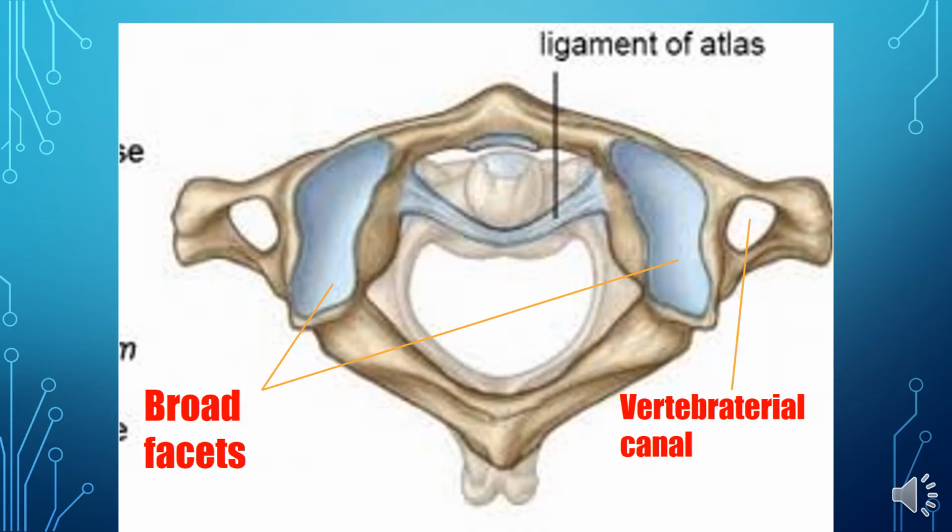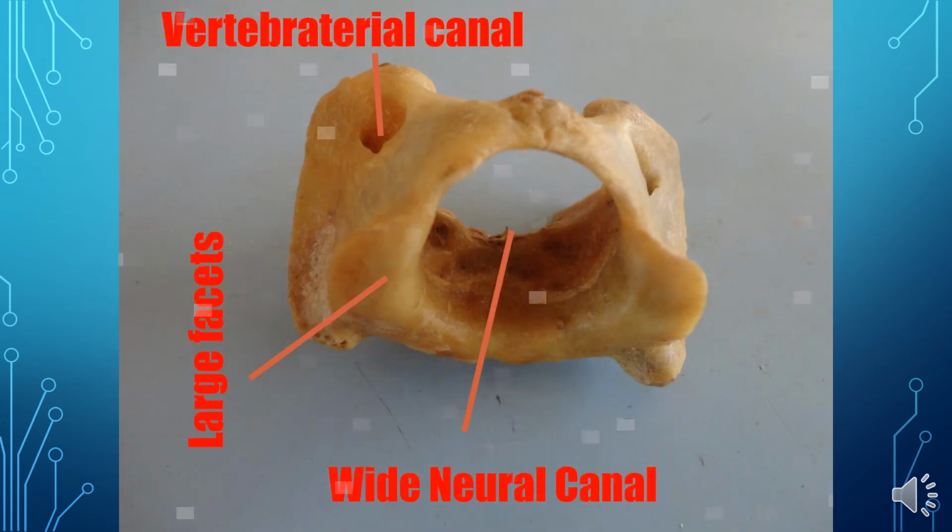So it has a very broad centrum, simply to increase surface area for attachment of the neck muscles. The vertebral canal has very large facets to increase surface area for attachment of neck muscles, and a very wide neural canal to allow the spinal cord to pass through, as you can see on this diagram.